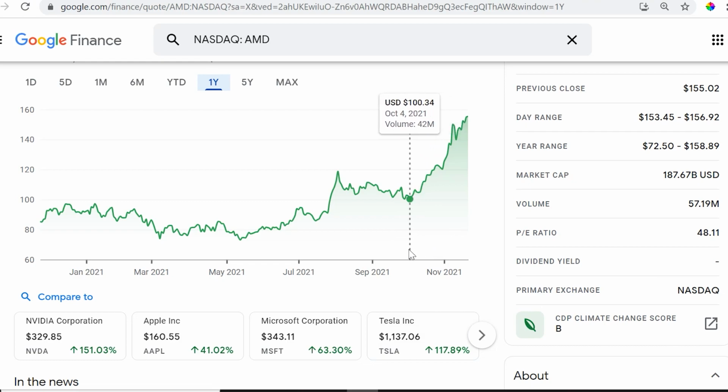Intel has had some major delays and its recent chips are not competitive to AMD's top-of-the-line chips. So people are okay at purchasing AMD at around $155 today with a PE ratio of 48.11 because they're so confident that over time, AMD is actually going to continue increasing their earnings per share. So basically, PE answers the question of how much money investors are willing to pay today for a certain stock relative to the earnings per share.